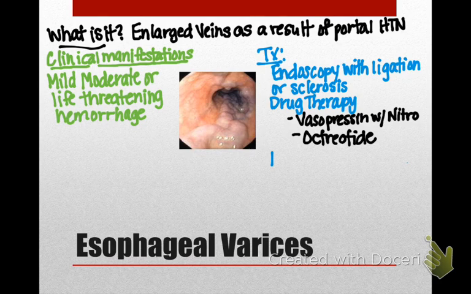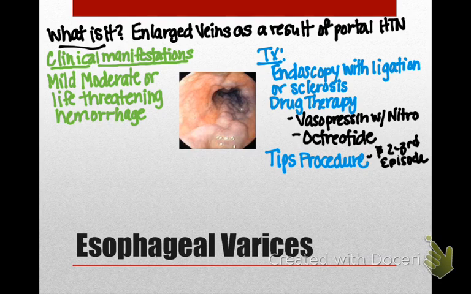Octreotide is another medicine, or Sandostatin. And it's just a somatostatin agent that's specific to reducing portal venous pressure. It kind of decreases the blood levels of a variety of hormones, so therefore it helps with bleeding varices. So octreotide or Sandostatin.